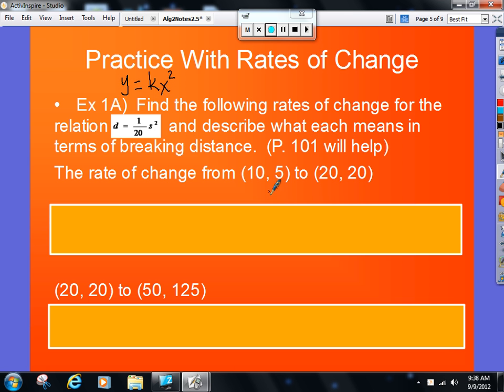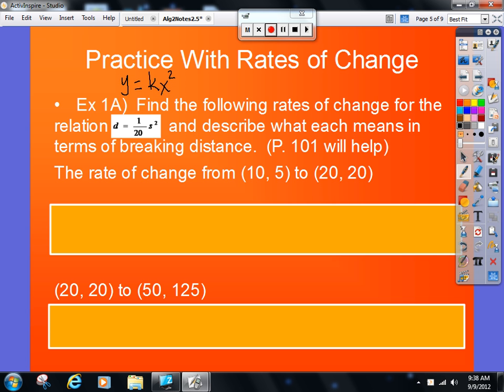The first points they want to know for rate of change is between 10,5 and 20,20. Now if you look, 10,5 on your graph is towards the bottom, very close to the origin, and 20,20 is a little bit up from that. It doesn't look that steep, okay? You do this just like slope, and here is your answer.